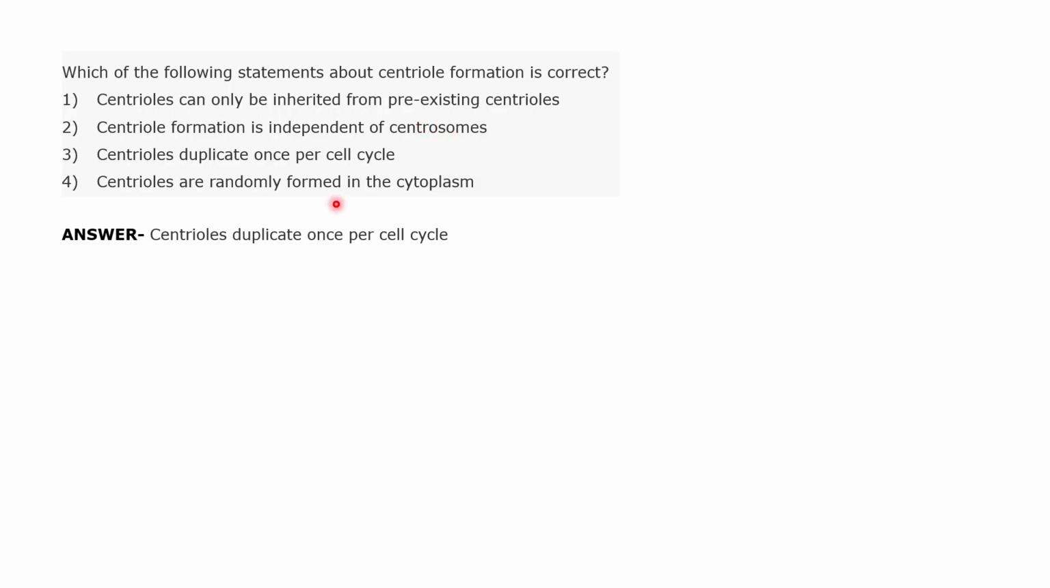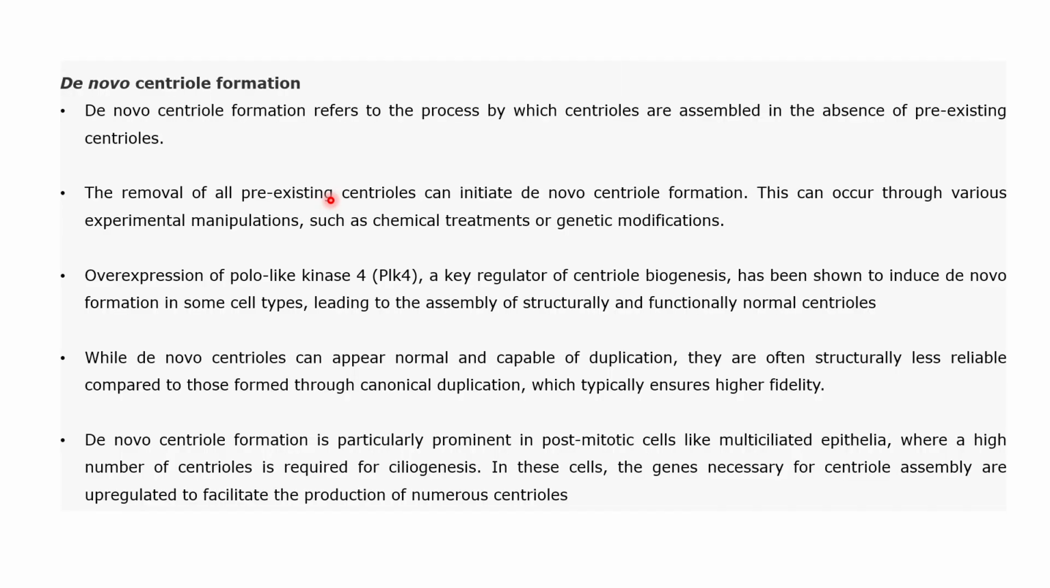That is incorrect, as centrioles are not randomly formed in the cytoplasm. So basically that was not right. Centriole duplication takes place once in a cycle, and it should be formed near the pre-existing centrioles if the centrosome is actually present there, and it follows the canonical form of centriole duplication. So if you look into de novo centriole formation, we have discussed this earlier, right? So we will be discussing it.